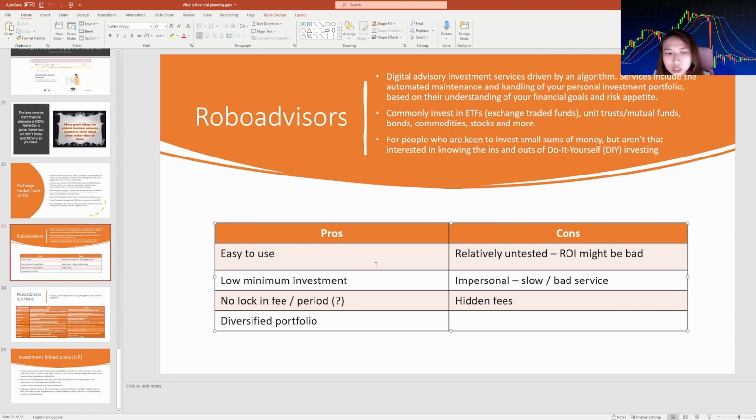Okay, some cons. I think some would list low fees as a pro, but I didn't add it because I don't think it's really as low as they say. The artificial intelligence was only set up a few years ago, so it's relatively untested. Your money when you go inside is sort of helping the AI learn, so maybe they are making all the mistakes now with your money, nobody knows. So the ROI might not be good. It's also impersonal, and a lot of people complain of slow and bad service. They say low fees, but there are a lot of hidden fees like forex fees. ETFs or mutual funds already have fees, so there's another layer of fees on top, and these hidden fees are not mentioned.